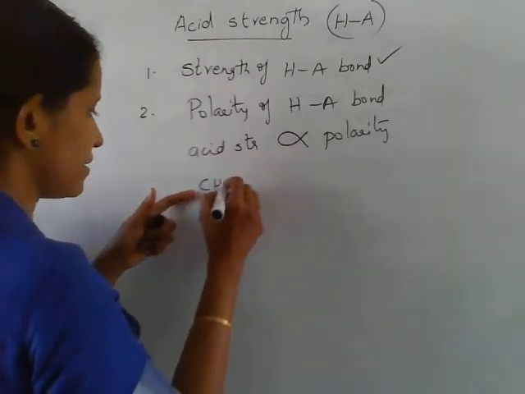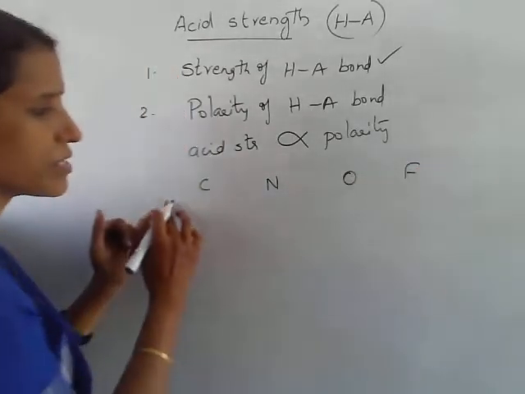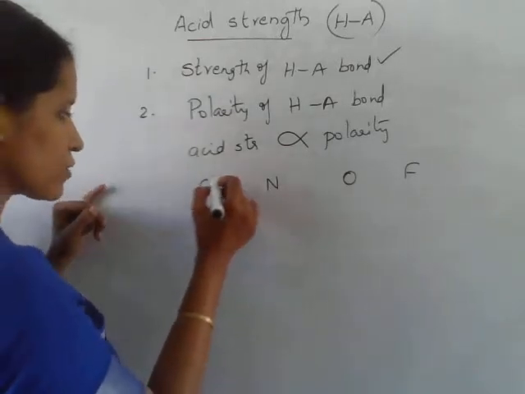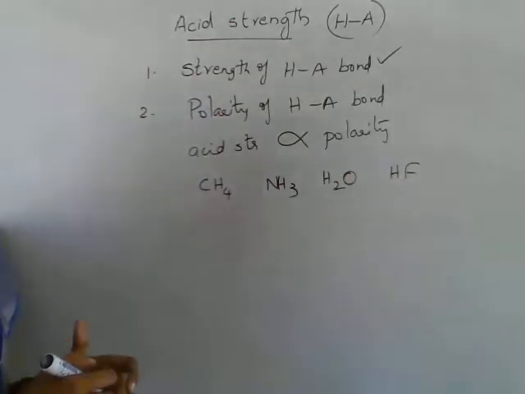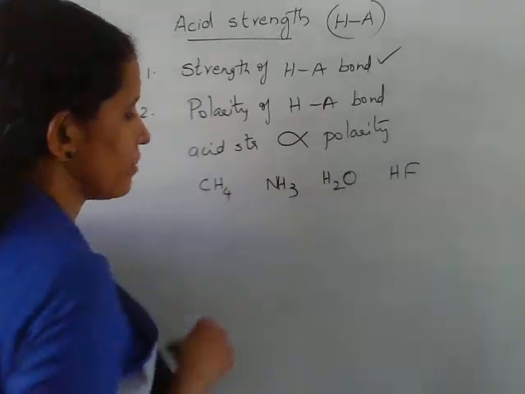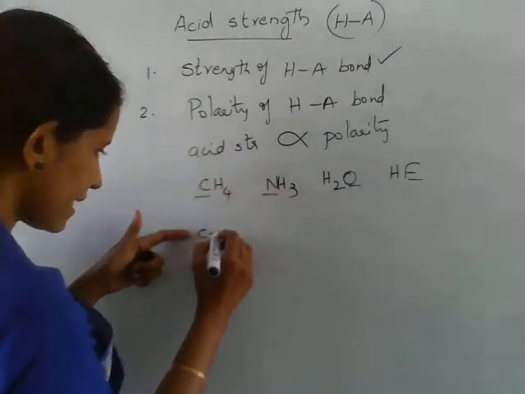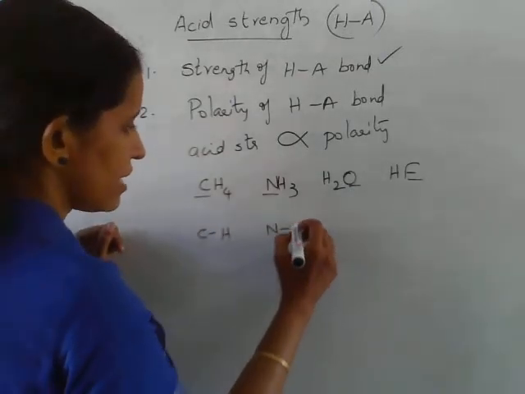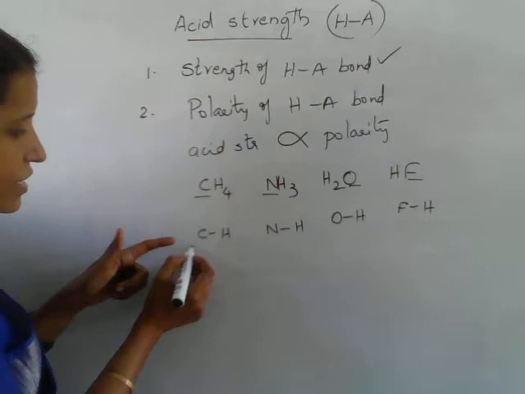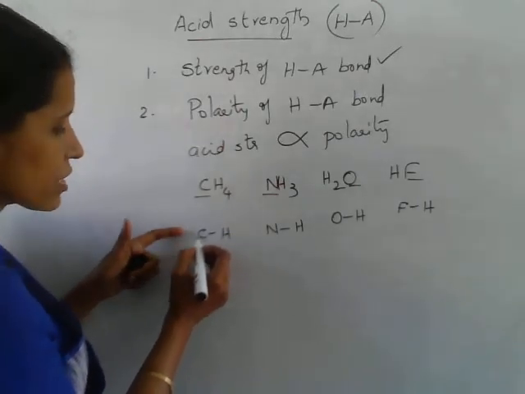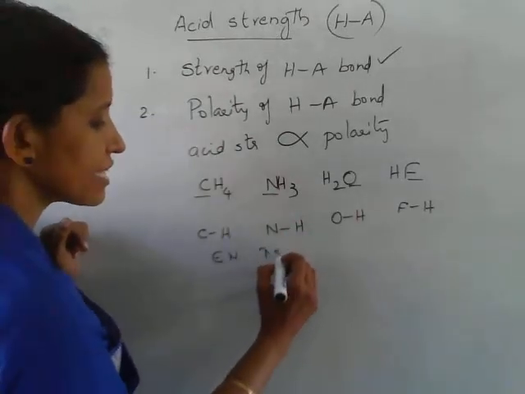For example, methane. We know carbon, nitrogen, oxygen, fluorine. These elements belong to the second period. Now the hydrides of these compounds, let us write CH4, NH3, H2O, HF. These are hydrides of second period elements. Carbon, nitrogen, oxygen and fluorine belong to the same period. So when we compare the polarity of these bonds, carbon hydrogen bond, nitrogen hydrogen bond, oxygen hydrogen bond, fluorine hydrogen bond, here when we see electronegativity, from carbon to fluorine it increases. Electronegativity increases in this order.